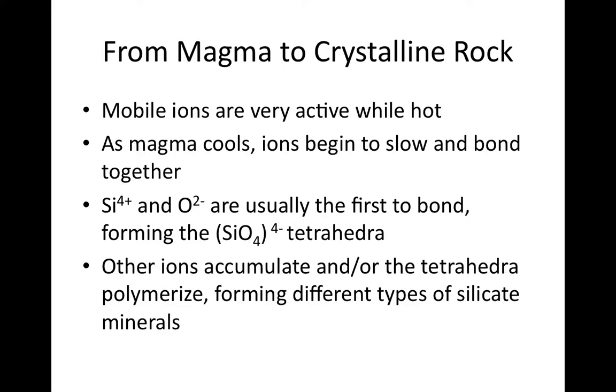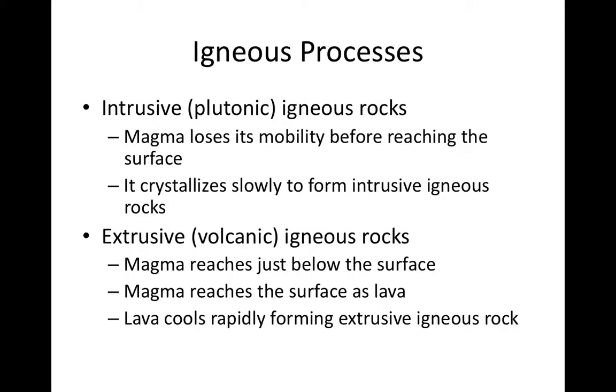So four oxygen atoms tend to bond with one silicon atom to form that silica tetrahedra that we discussed in our lecture on minerals. And then, upon that silica tetrahedra, other ions bond or accumulate, or the tetrahedra polymerize, which means those silica tetrahedra share one or more oxygens, and that forms different types of silicate minerals. So first, the silica tetrahedra forms, and then those tetrahedra either bond with other elements and or polymerize with other tetrahedra.